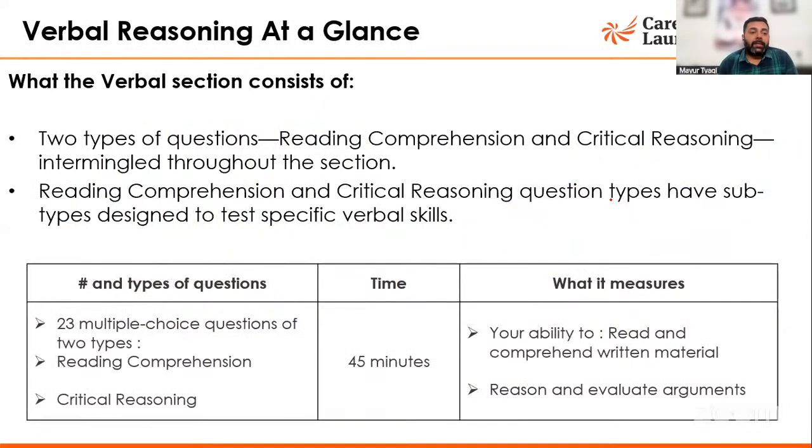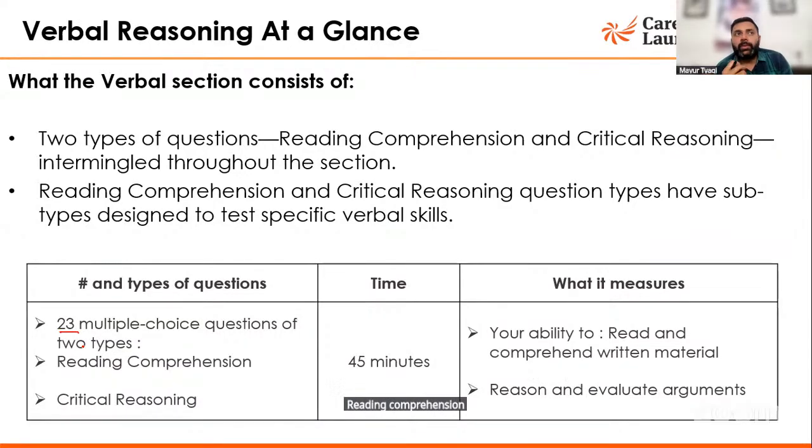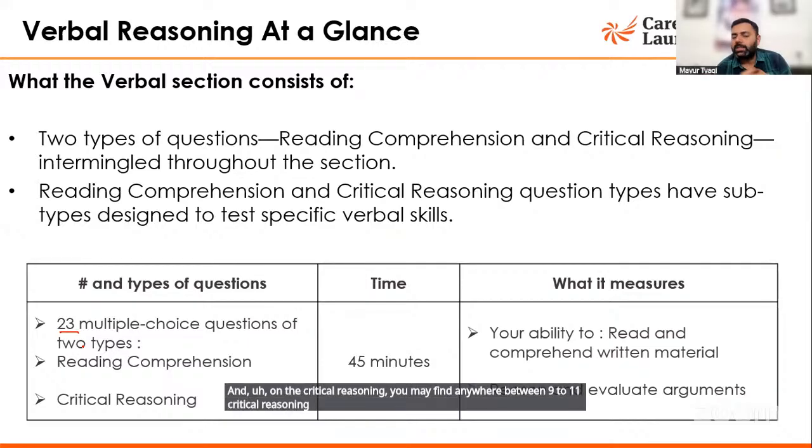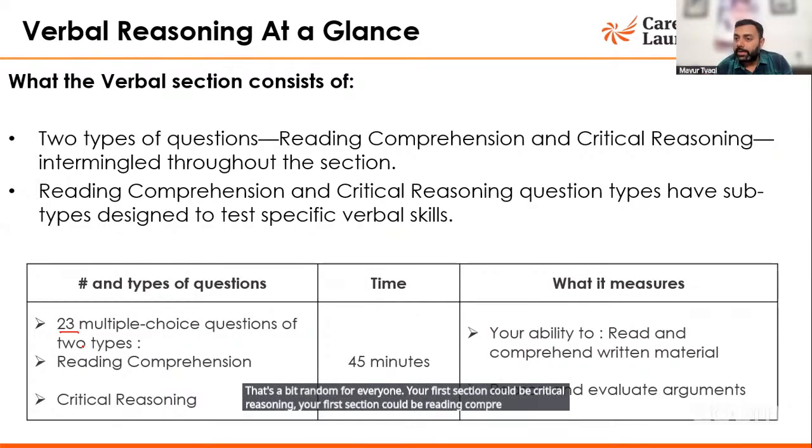Now, on the verbal section, as discussed, reading comprehension and critical reasoning, 23 questions is what you get. Reading comprehension, usually you'll get somewhere between 13 to 14 questions at times. And on the critical reasoning, you may find anywhere between 9 to 11 critical reasoning questions on the test. That's a bit random for everyone. Your first section could be critical reasoning, your first section could be reading comprehension, doesn't really matter.